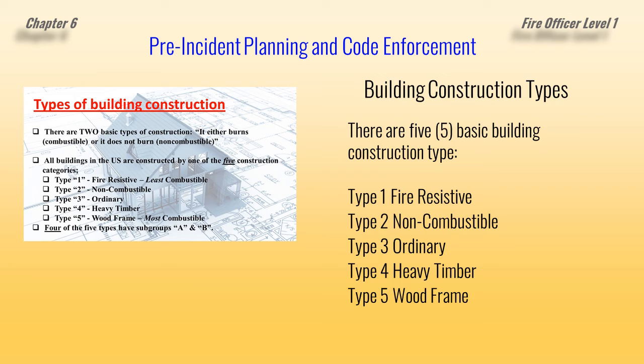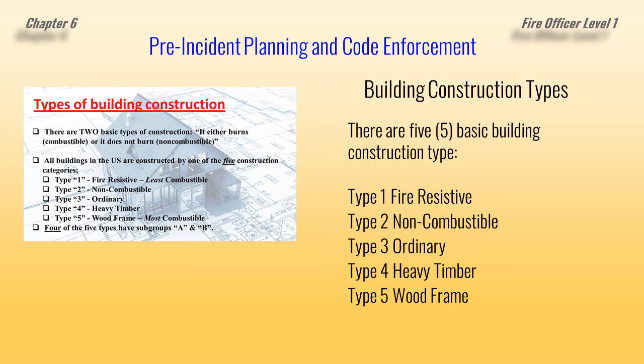Then there's non-combustible type 2, which is again non-combustible structural elements, the bones of the building, but they have no fire protection. They have no rating. So you can have a steel bar joist that has flame impingement, and that's going to collapse in a relatively short period of time, even though it's not combustible. And then type 3 ordinary.